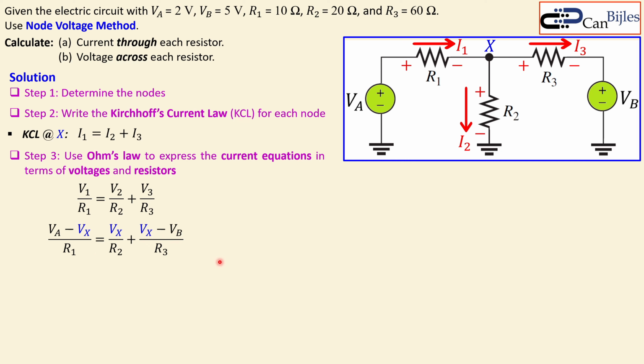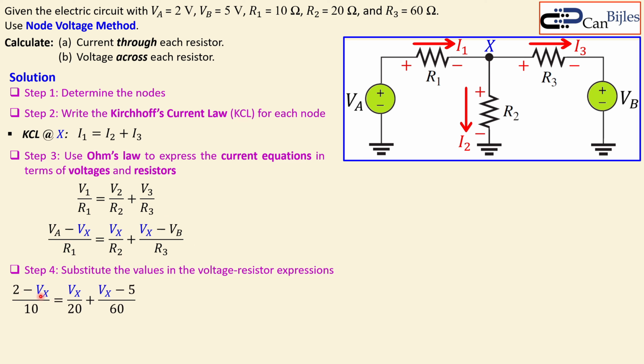So if I now go to step 4, substitute the values for the circuit. In this expression, we have the following: (2 minus Vx) over 10, 10 was the R1, is equal to Vx over 20, that was R2, and then plus (Vx minus 5, 5 was Vb) over 60. Now, what you see here is only the Vx, the unknown. That's all. That means we can solve this. It's perfect. So we can now say, okay, how can we tackle this?